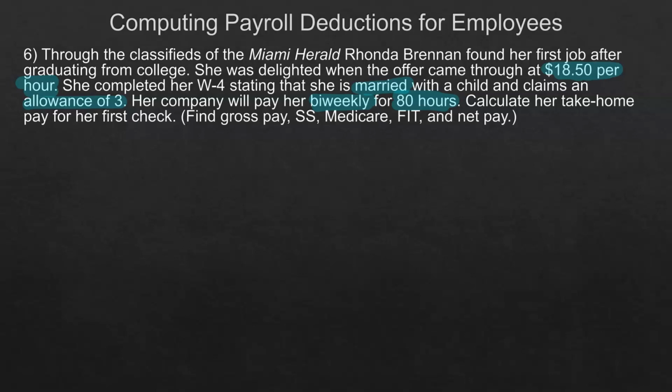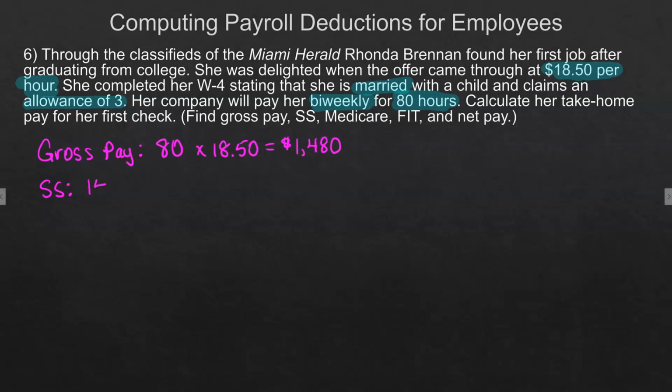But first, we have to calculate how much money she's going to make for gross pay. So that's going to be 80 hours. Every 2 weeks, bi-weekly, that's just every other week. And it's $18.50 per hour. So her gross pay will be $1,480 every 2 weeks. And because she doesn't have any year to date yet, we don't have to worry about that part.